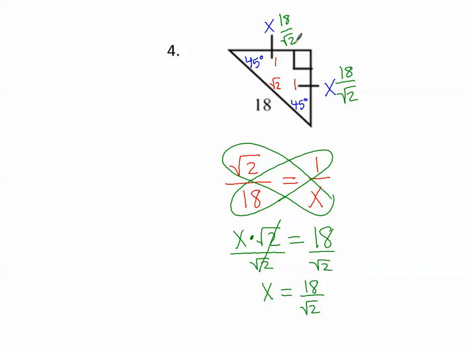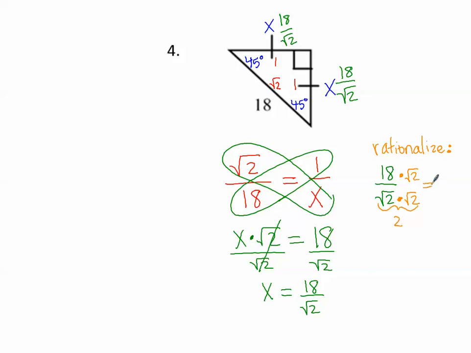Now sometimes you'll see it rationalized. What does that mean? I'll show you. 18 over square root of 2. Rationalizing means we don't leave a radical in the denominator. So I'm going to show you how to do that in case you ever need to know. Rationalize. We're going to multiply by square root of 2 over square root of 2, in the denominator and the numerator. Why do we do that? Because square root of 2 times square root of 2 is just 2.